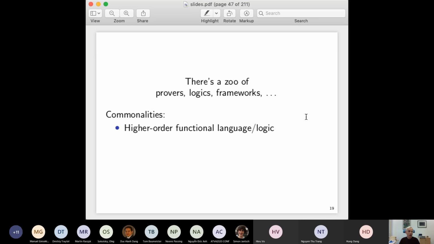Like ACL2 and Why3 actually have first order languages. And if you want to do imperative programs, it is imperative that you have something like an ownership or separation logic. That seems to be another agreement in the field.